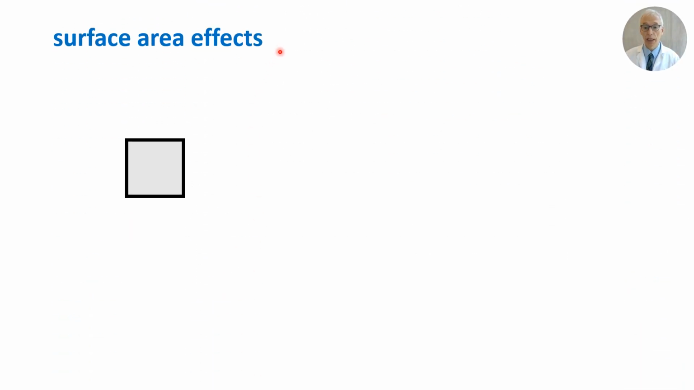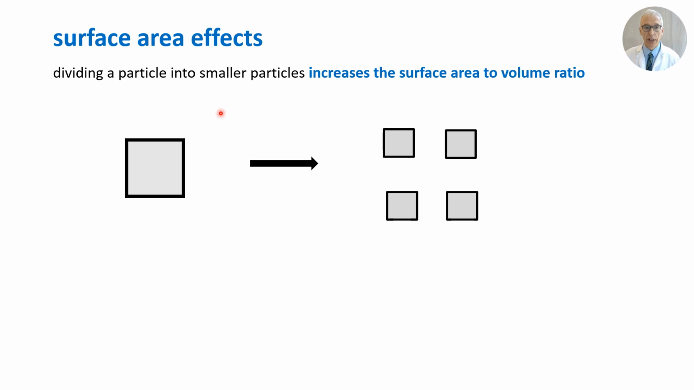Let's apply collision theory to surface area effects. So we have here a particle in two dimensions. So I'm going to carry out the argument in two dimensions. And we're going to divide it into smaller particles. Now, if we do that, you'll see that I've got the same total volume, but I've increased the surface area in my two-dimensional model by these surfaces here. These are additional.